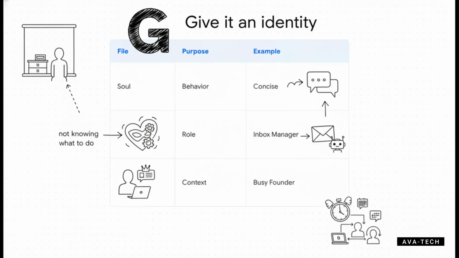Without an identity, an AI is basically a genius with infinite potential, just sitting alone in an empty room, having no idea what to do. But 3 plain English files completely solve that. You've got the soul file, which dictates behavior, like telling it to be totally concise with 0 corporate fluff. Then there's the identity file, which gives it a name and a role, maybe something fun like Amelia Emelia, inbox manager. And finally, the user file. This tells the agent exactly who you are, so it truly understands your context.